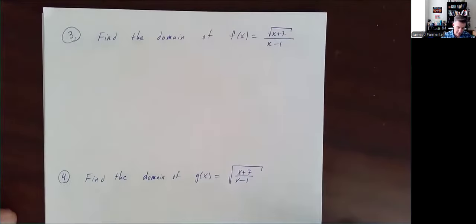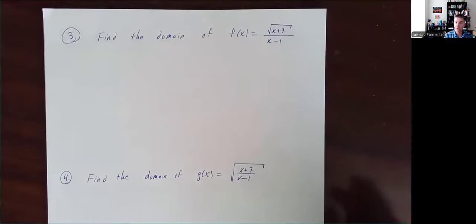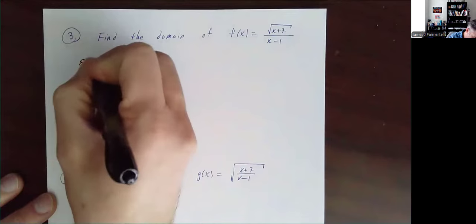A few more examples. Find the domain of f of x equal to the square root of x plus 7, divided by x minus 1. So this function has two things we need to look at. We have both a fraction and a square root, or an even root. It doesn't actually matter which part you do first, really. I'm going to look at the denominator part first. I like to just write exclude. Actually, I really like the word exclude.